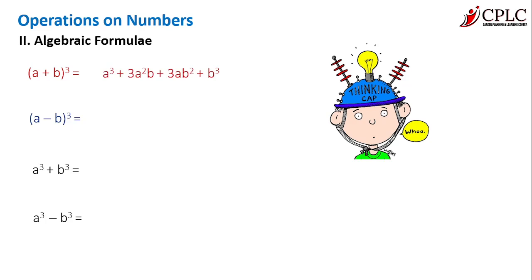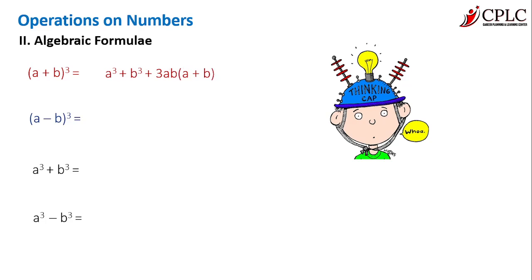Then there is an alternate formula also for this one. So the alternate formula is, what you end up doing is you combine the first and the last number. So that becomes a cube plus b cube. And from the middle two numbers, what you can do is you can take 3ab common. So if you take 3ab common, you'll end up getting a plus b as the answer inside the bracket after taking 3ab common out.